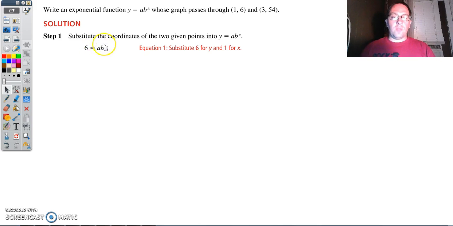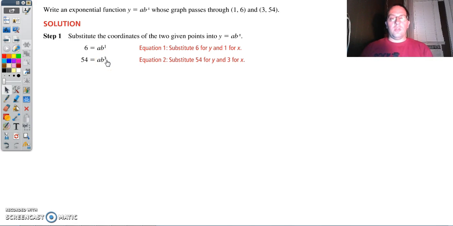However, if you'll notice, we have 2 variables. And if we have 2 variables to solve for, that means we need 2 equations to solve it. So we're going to have to take this other point and plug it in as well. So y on the second point is 54, x is 3, so 54 equals a times b cubed.